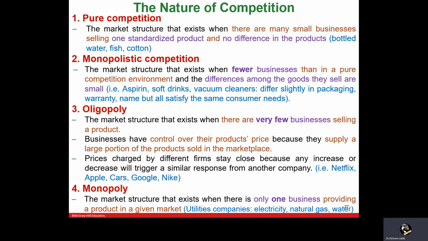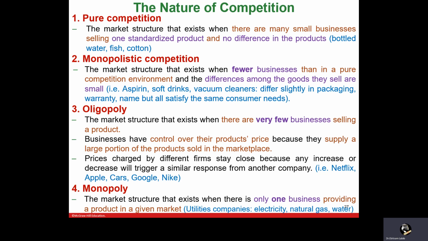The third type of competition is the oligopoly. In the oligopoly, the number of businesses selling the product gets even fewer. So here, there are very few businesses selling a product. And because there are very few, they will control how many products they produce and sell in a certain market. So that will allow them to control the product's price.